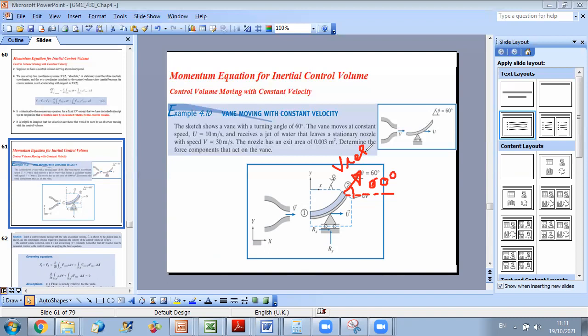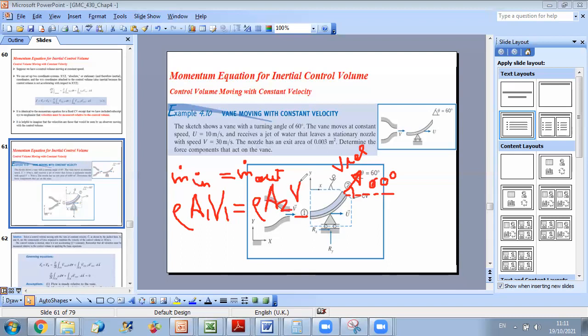Okay, so because you have a steady flow, m dot in equals to m dot out. So if you write m dot in equals to m dot out, you have at section 1 rho a1 v1 equals to at section 2 rho a2 v2.